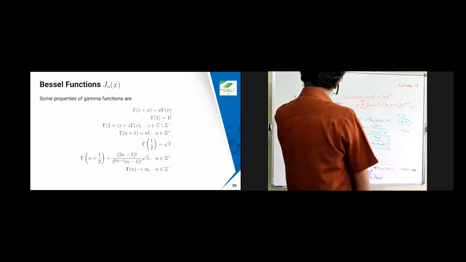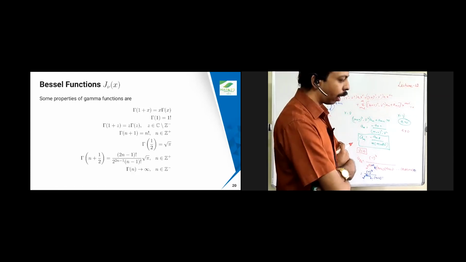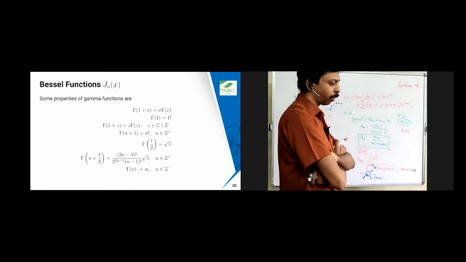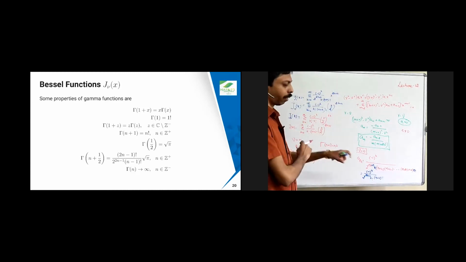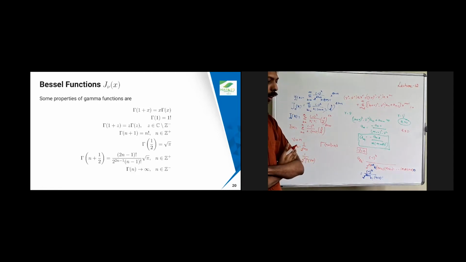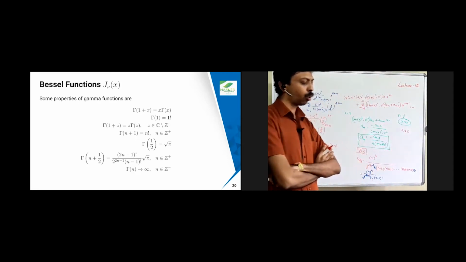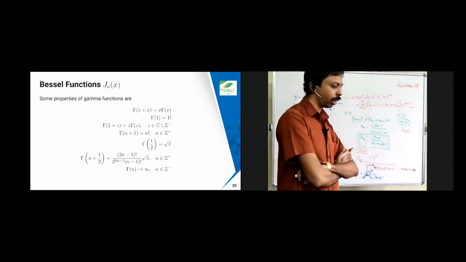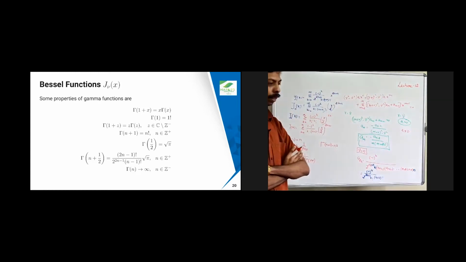J naught of x we already discussed. So nu greater than 0 we are going to take. So then we are going to get this one. These are some of the properties of the gamma function you might know. Gamma of 1 plus x equals x into gamma of x, and gamma of n plus 1 equals n factorial, and gamma of 1 by 2 equals square root of pi. And gamma of n plus 1 by 2 is going to be (2n minus 1) factorial by 2 power (2n minus 1) into (n minus 1) factorial, times square root of pi. So you might have seen these properties of the gamma function.